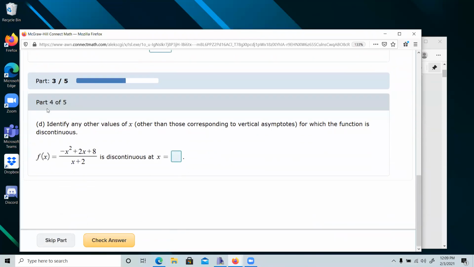All right. Identify the values of x corresponding to where the function is discontinuous. x is equal to -2. Again, this is the third time they're asking us.